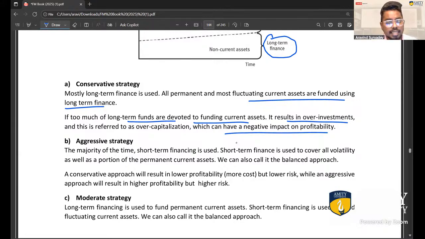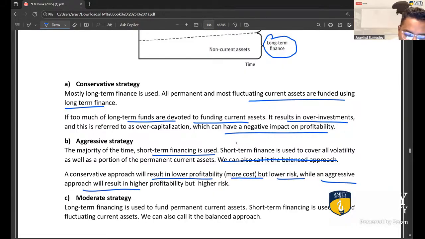Then the aggressive strategy, the majority of the time, short-term financing is used, the opposite of a conservative strategy. Short-term finance is used to cover all the volatility as well as a proportion of permanent current assets also. We can't call it the balanced approach, guys. A conservative approach will result in lower profitability, more cost, but lower risk, while an aggressive approach will result in higher profitability, but higher risk.